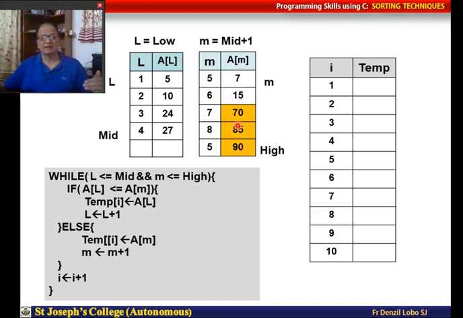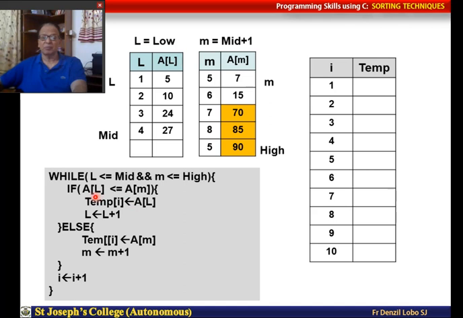That is what we saw. At the end the numbers are in the ascending order, so we have to ultimately merge them. So let us try to understand the algorithm. As long as L is less than or equal to mid, and as long as m is less than or equal to high, with L starting from 1 to mid and m starting from mid plus 1 to high, this is what we do. So what do we do?